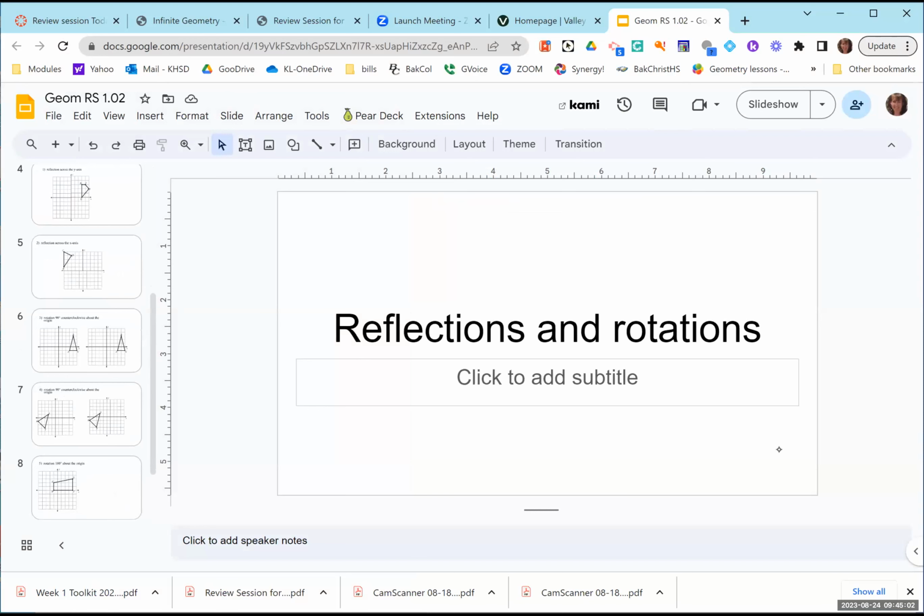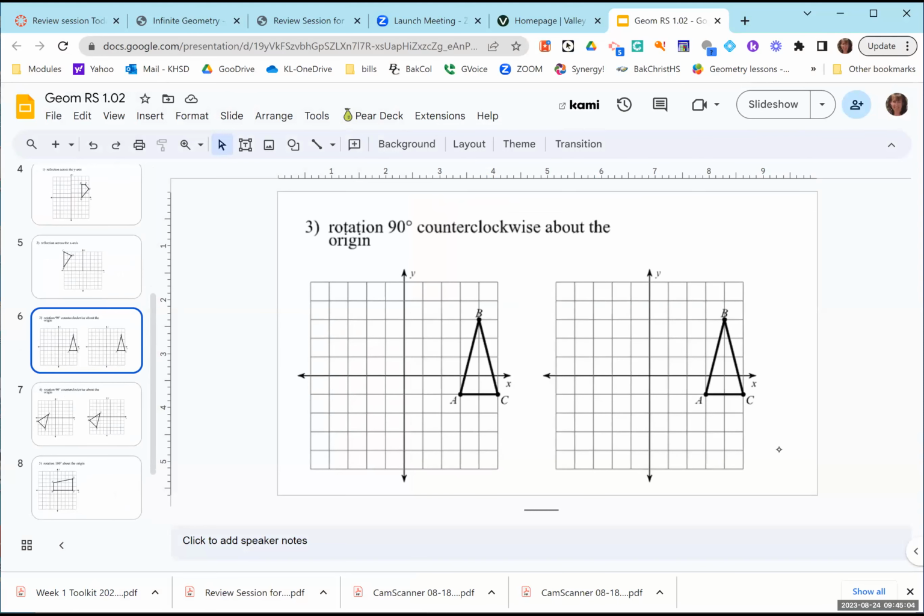This one. Okay, so look at this. I want to rotate it. Oh, am I really glitchy? Yeah, sorry about that. Okay, I want to rotate this.